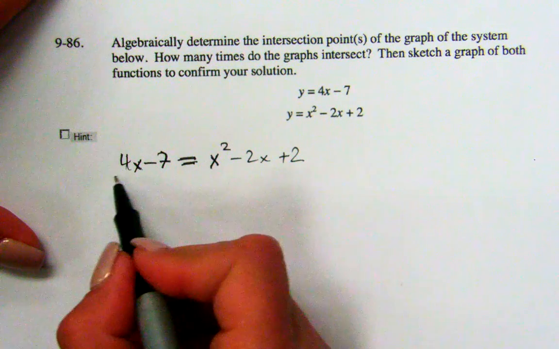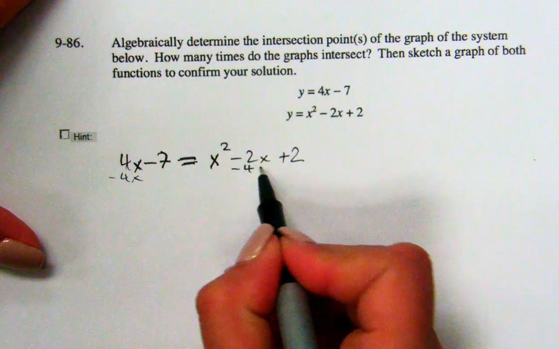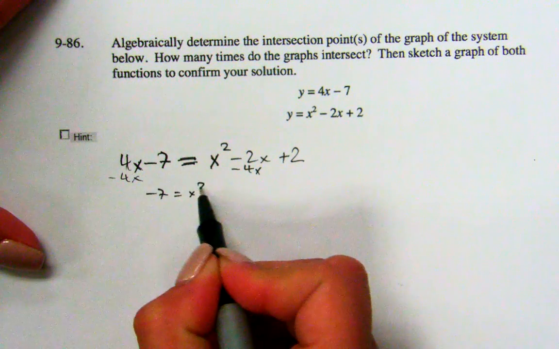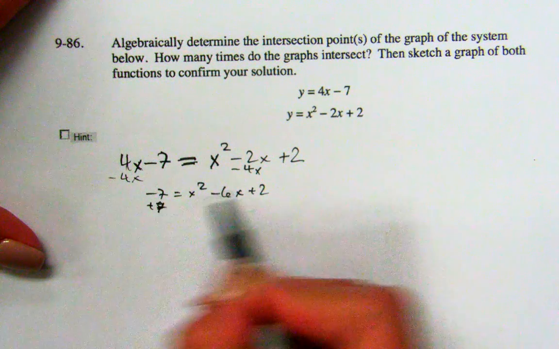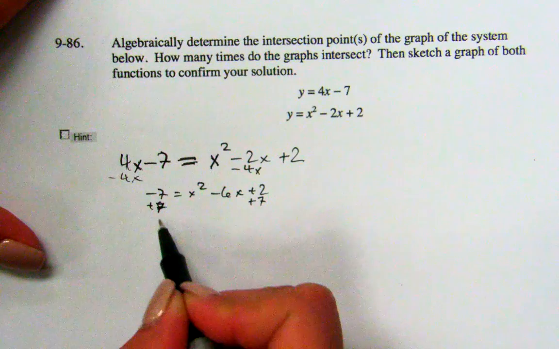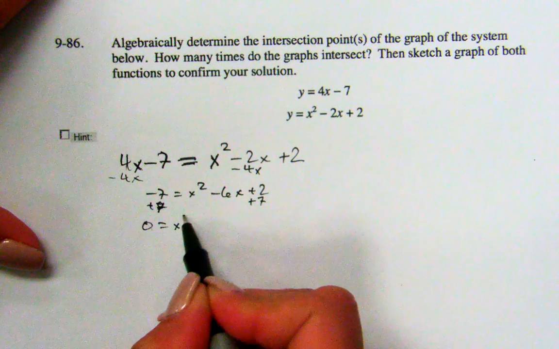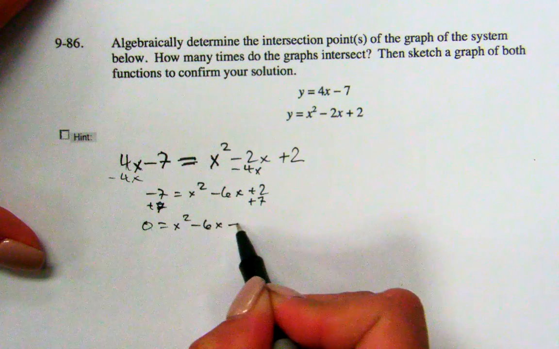So x squared is here. I'm going to subtract the 4x from both sides. So we have negative 7 equals x squared minus 6x plus 2. Add a 7. Add a 7. So we get 0 equals x squared minus 6x plus 9.